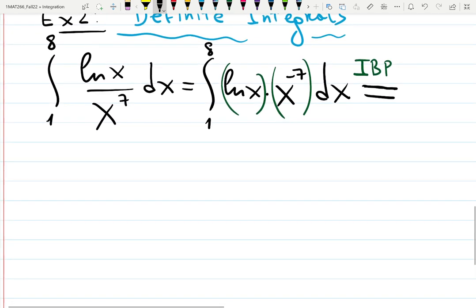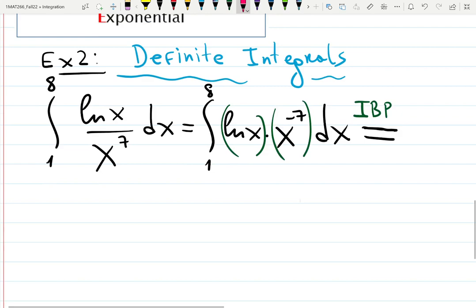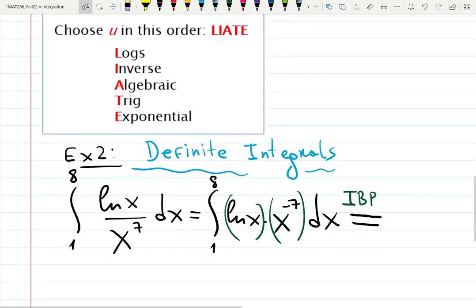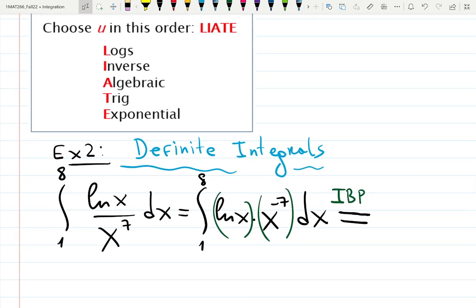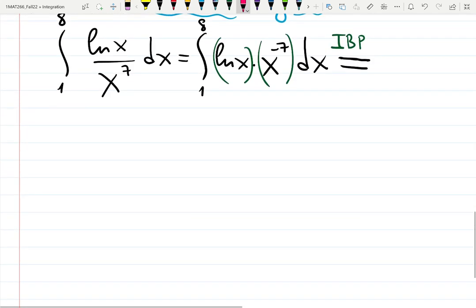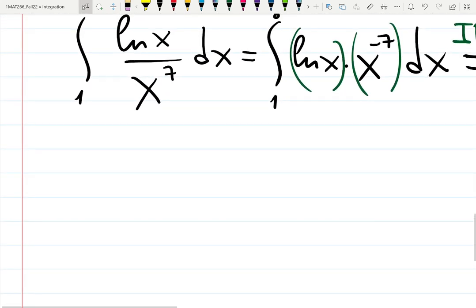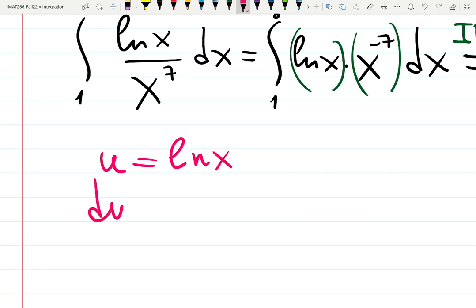Now, we're starting the table. We need to choose something to be u. What comes first in the list of LIATE? Log. And it's not first in the integral. Don't get confused. It's in this list. Exactly. If you see log, choose that to be u. So we have log and algebraic function x to the minus 7. Log is the first one in LIATE. Let u be ln x. Then du is 1 over x dx.